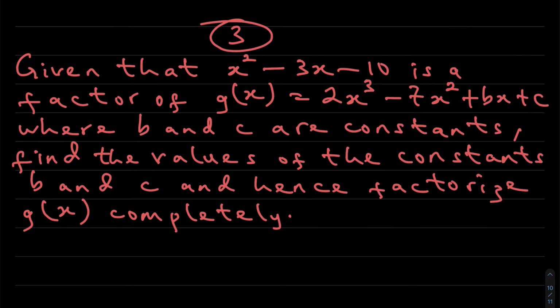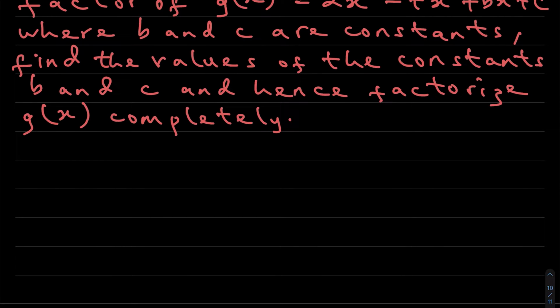Given that x squared minus 3x minus 10 is a factor of g of x, which is equal to 2x cubed minus 7x squared plus bx plus c, where b and c are constants. Find the values of the constants b and c, and hence factorize g of x completely. Now, how do we do that? That's a simple one too.